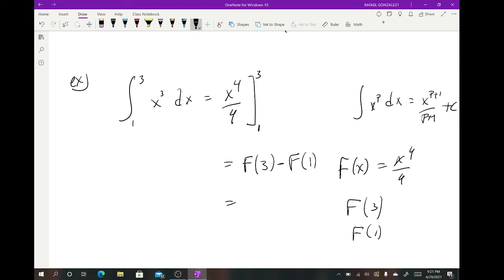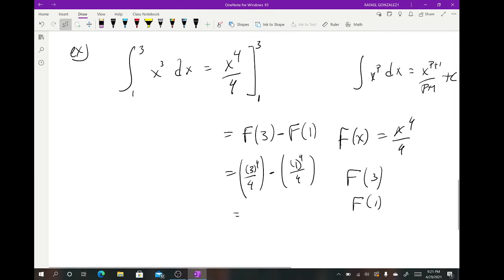But F is x to the 4 over 4. So this is the same thing as 3 to the 4 over 4 minus, and it's always good to use parentheses because of this negative sign in the middle. It helps you keep your work organized. So minus (1 to the 4) over 4.